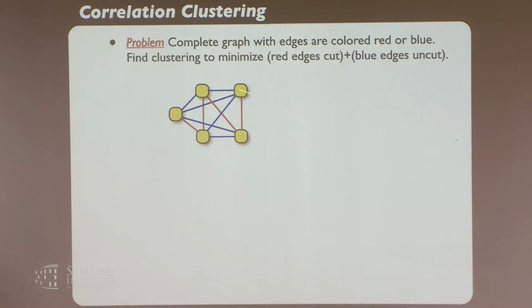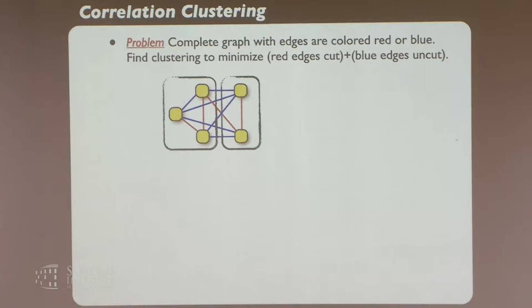So for example, this is a clique on 5 nodes where every edge is colored red or blue. And the goal is to cluster these nodes into 2 clusters or 3 clusters or 10 clusters. That's not a parameter. You can cluster them or partition them however you like, such that you want to minimize the number of red edges cut and blue edges uncut.